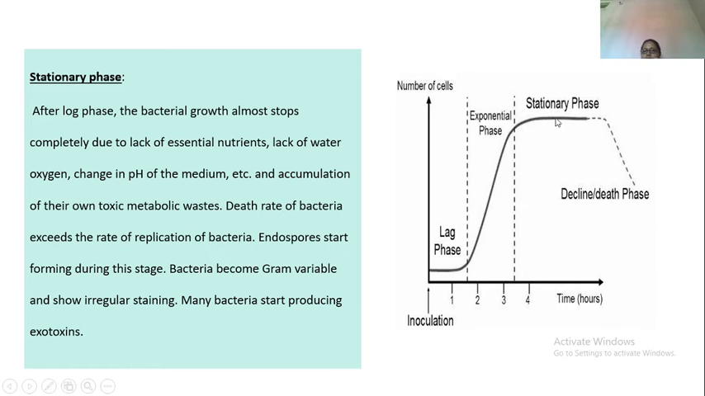There is no increase in the number of cells, it is remaining equal. So this is called the stationary phase. The stationary phase is a line parallel with the x-axis.